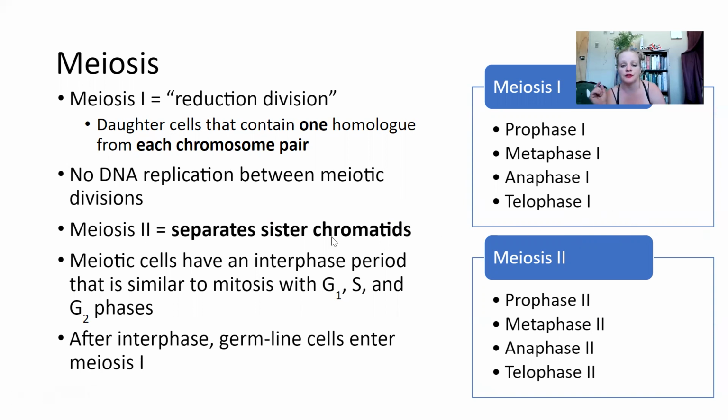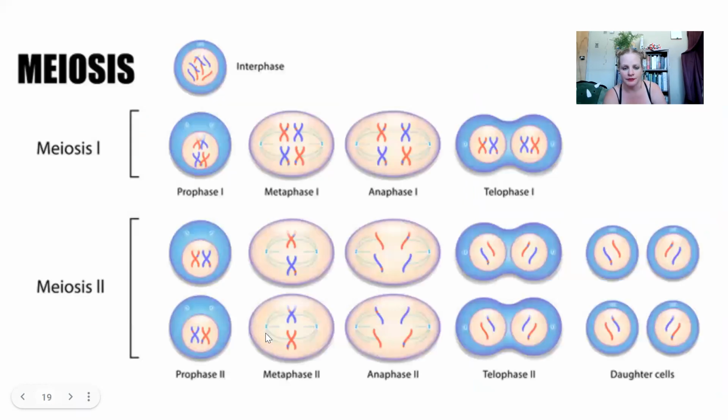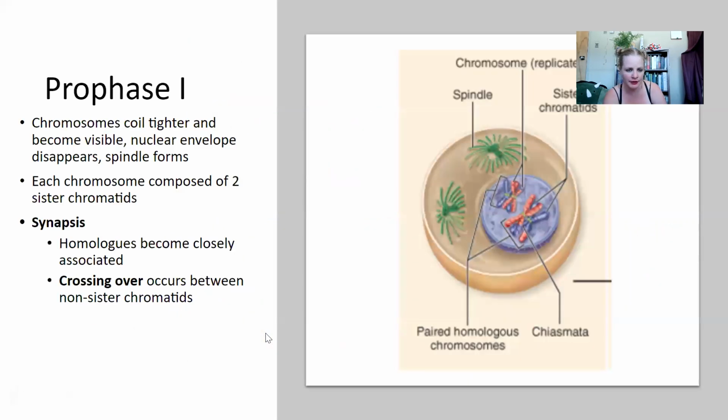Meiosis 2 separates the sister chromatids. That's going to be an important distinction to make, so make sure that you understand the difference between a chromosome and a chromatid. Okay, and then we see G1, the S phase, and the G2 phase, like I talked about. I think that's all I'm going to say there. I already talked about all that.